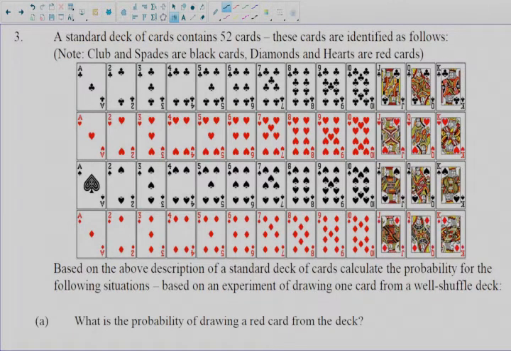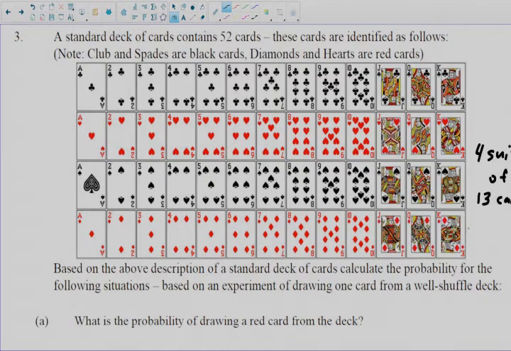So a standard deck of cards contains 52 cards. These are all of the cards in the deck. So there are 4 suits. Okay, so each one of these is called a suit. And each suit has 13 cards. And I've listed the name of the cards here. So clubs and spades are the black cards, diamonds and hearts are the red cards. So this is a club, this is a heart, this is a spade, and this is a diamond. Okay?